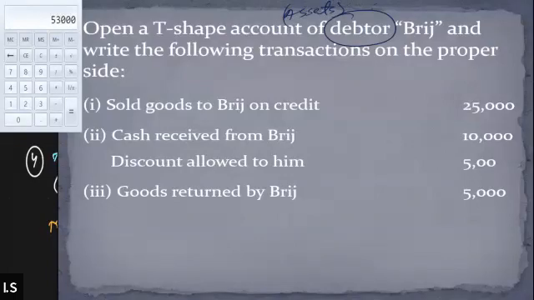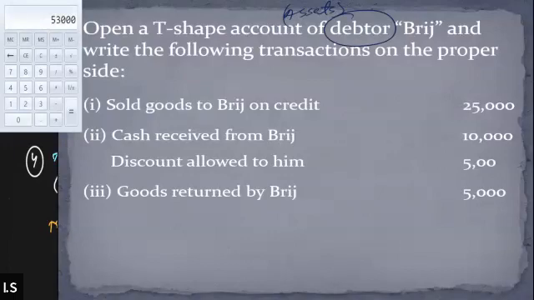So what should we do with the discount allowed? What do you think? How is discount allowed going to affect the debtor? It is going to decrease. No, discount allowed is a kind of profit for the debtor, right? Isn't it?